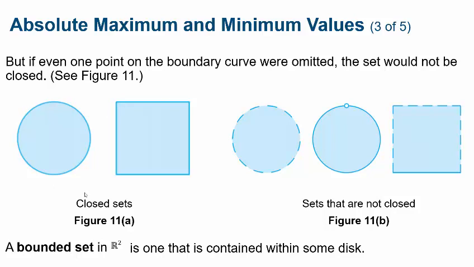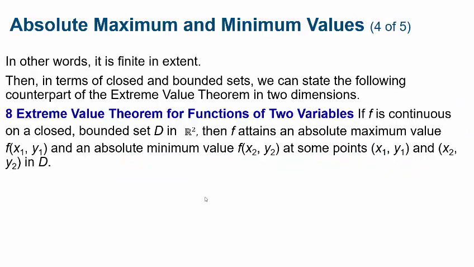Like this is a set that is closed. These are sets that are not closed. This is just one point. A bounded set in R squared is one that is contained within some disk, like this. In other words, it is finite in extent.